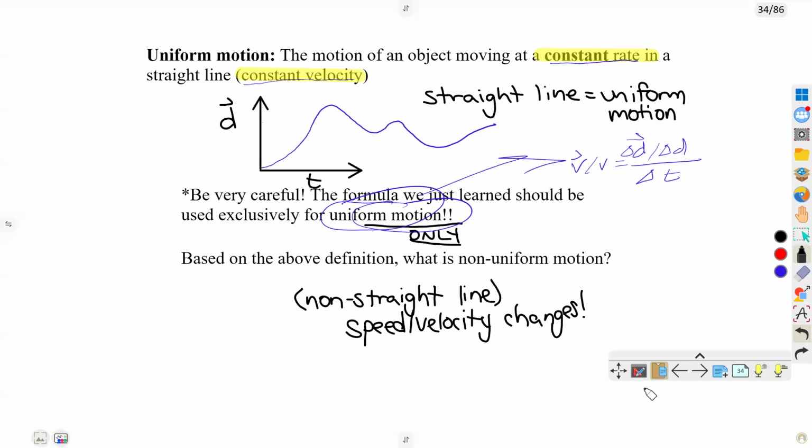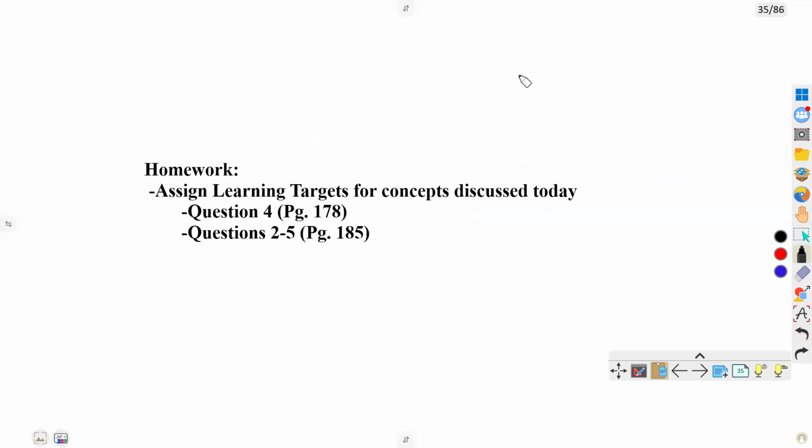But there are a few homework questions that you absolutely should be working on in your textbook. Here they are. Get those done. And if you have any questions, please let me know.